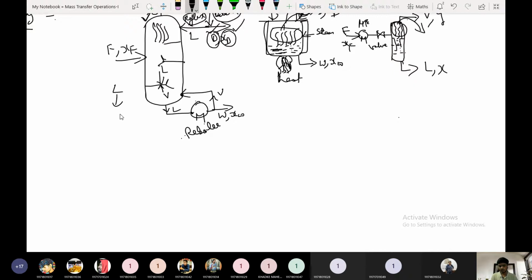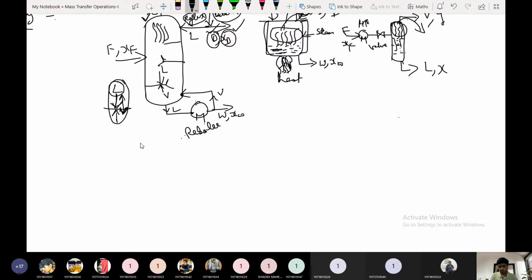So liquid is coming from the top and vapor is going up from the bottom. When these two come into intimate contact, mass transfer will take place between the vapor and liquid. The more volatile component in the liquid will be transferred to the vapors, and the less volatile component present in the vapor is transferred to the liquid phase. This is what is going to happen inside the distillation column with a number of plates.